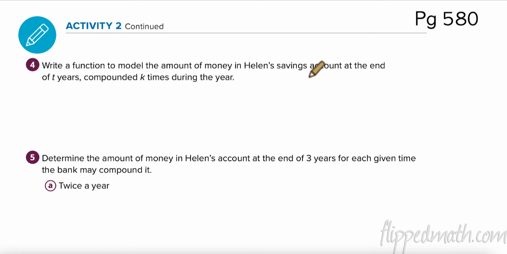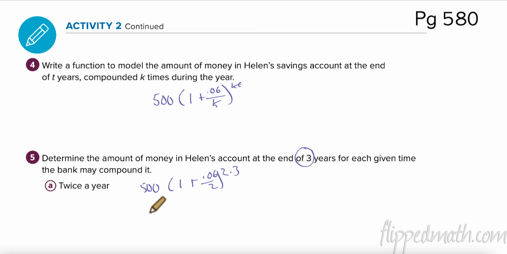So let's write a function, savings account at the end of t years, compounded k times. So she had 500, all right, times 1 plus her rate, 6%, divided by k, to the kt, because k is the number of times I'm compounding it, and t is the number of years, right? All right, so now down here, we're actually going to do it. So let's do it for twice a year. So 500 times 1 plus 0.06 divided by 2, to the 2 times 3, since it says 3 years. So our formula is going to be 500, all right, 1 plus 0.03 to the 6.